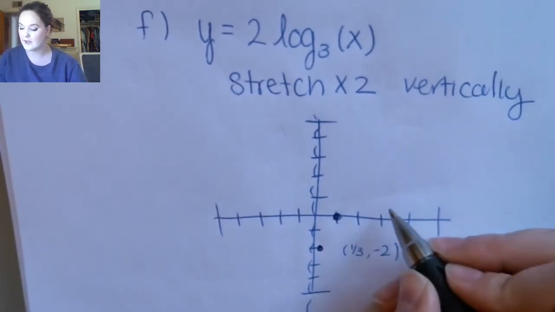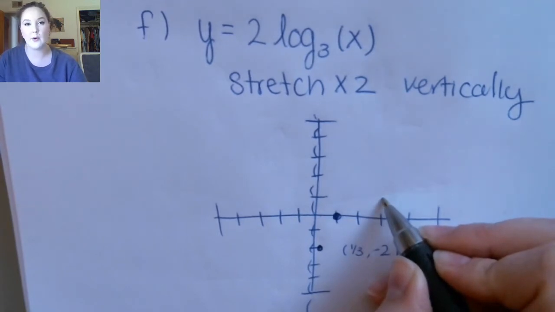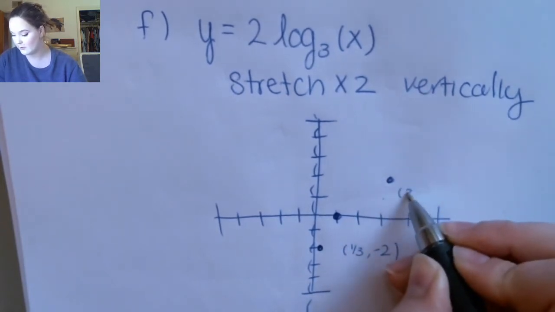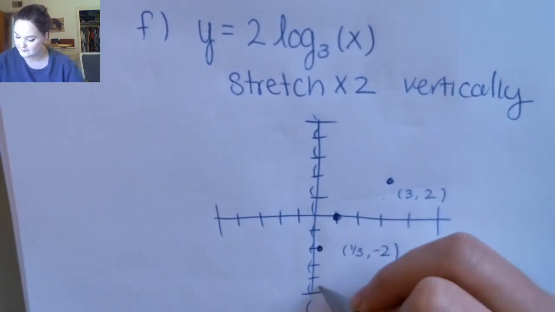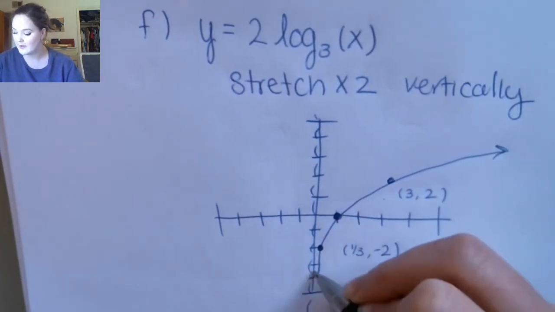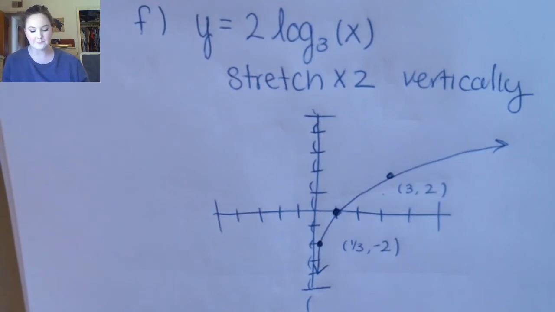And then here from 3, 1, we'll have 3 and then multiply the y coordinate by 2. So we have the point 3, 2. Okay? And our graph would look like that.